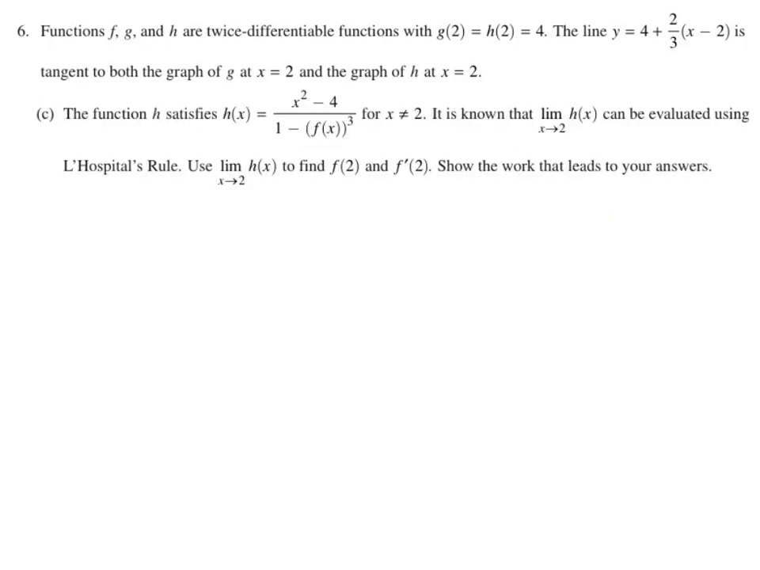All right, let's go on to part C. Part C says the function h satisfies this equation, h of x equals x squared minus 4 over 1 minus f of x cubed, for when x is not equal to 2. It is known that the limit as x approaches 2 of h of x can be evaluated using L'Hopital's rule. Use the limit as x approaches 2 of h of x to find f of 2 and f prime of 2.